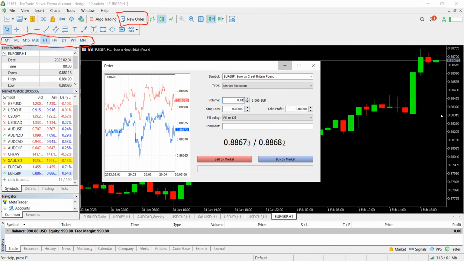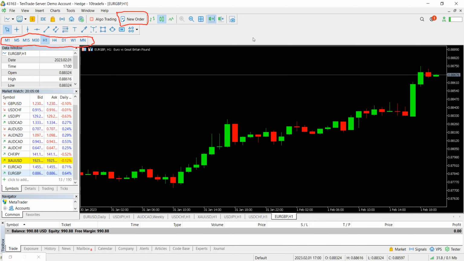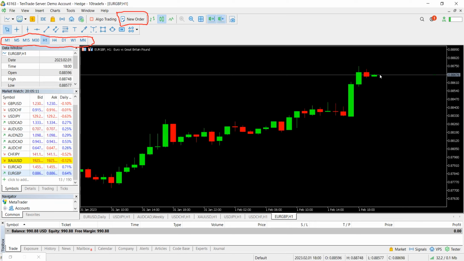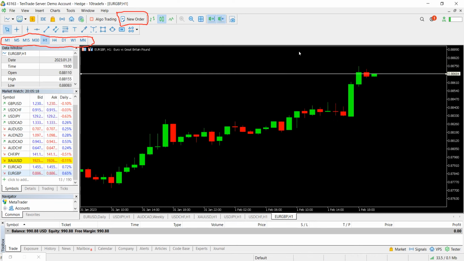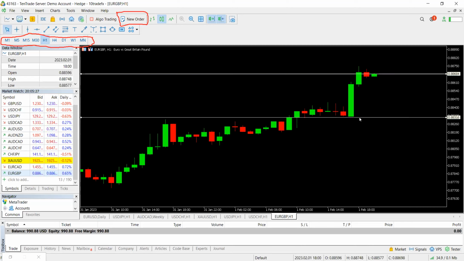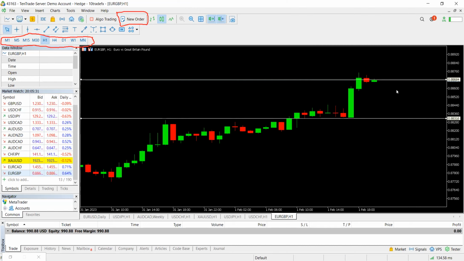So let's go back to the chart. Let's say I want to buy this guy here. So let's put a line there. I want to buy here. So if I'm buying here, I want to put my stop loss beneath it, and then my take profit, I want to put it above, because that's my reward.